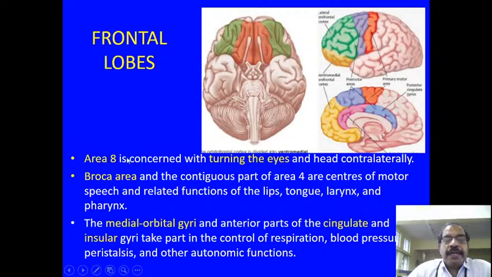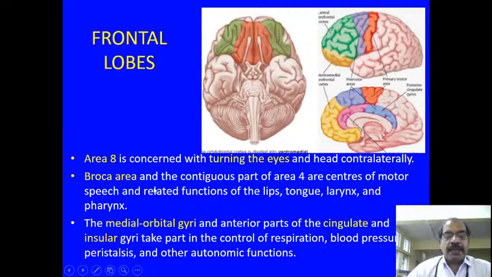One area is called area 8, which is near the premotor area, which is responsible for turning the eyes to the other side. Which means if this area is on the left frontal lobe, it will turn the eyes to the right side, which means abduction of the right eye and adduction of the left eye. And also there is one area on the left side near the inferior part of the frontal lobe, called Broca's area, and it is responsible for various motor types of language functions. So whenever there is some abnormality in Broca's area, there will be Broca's aphasia or motor aphasia.